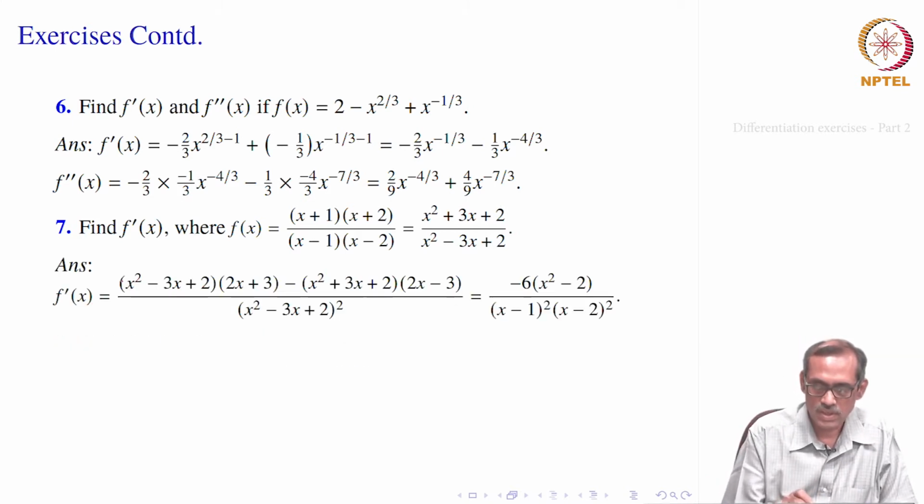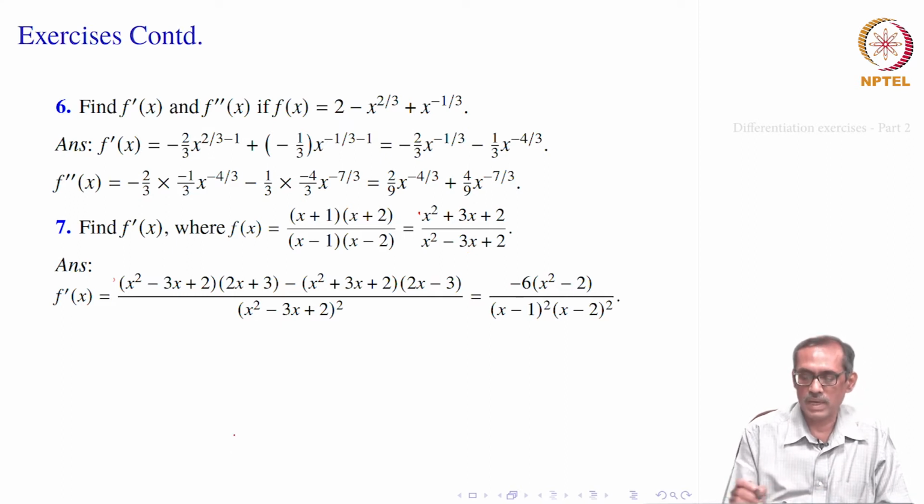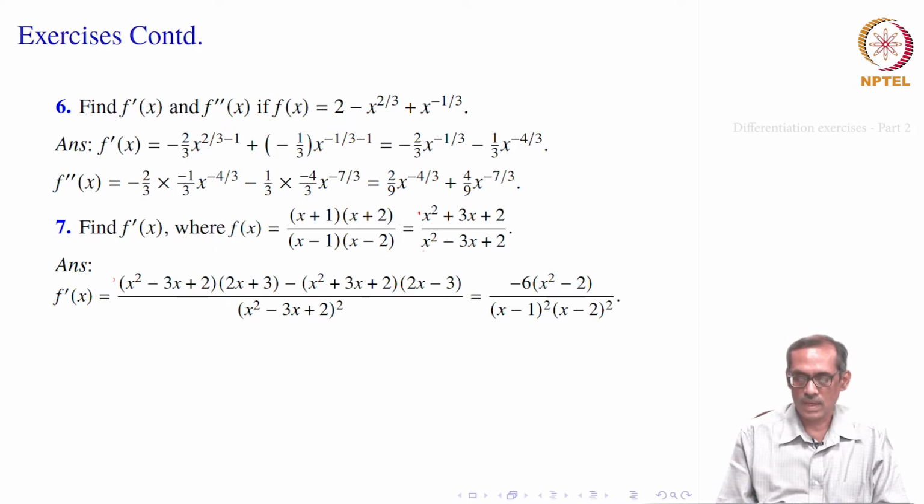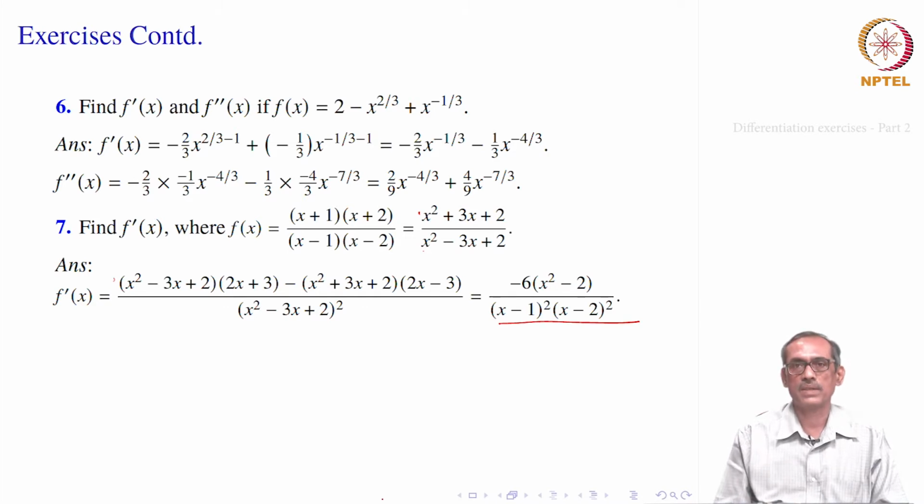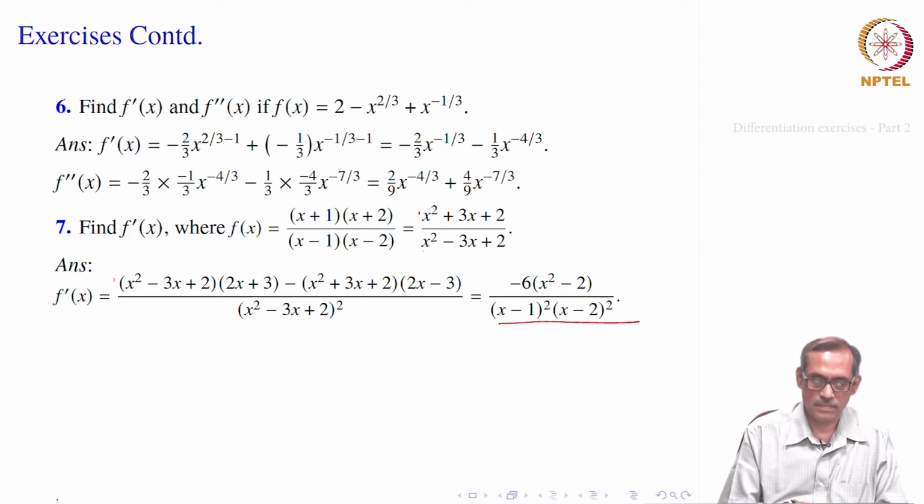f'(x) is denominator multiplied by numerator's differentiation, which is x square gives 2x, 3x gives plus 3, minus the numerator, which is x square plus 3x plus 2, times differentiation of the denominator, which is x square gives 2x and minus 3x gives minus 3, divided by denominator square. So, (x square minus 3x plus 2) whole square. Now, after simplification, it turns out that it becomes minus 6 into (x square minus 2) divided by (x minus 1) square, (x minus 2) whole square. That is what f'(x) is.